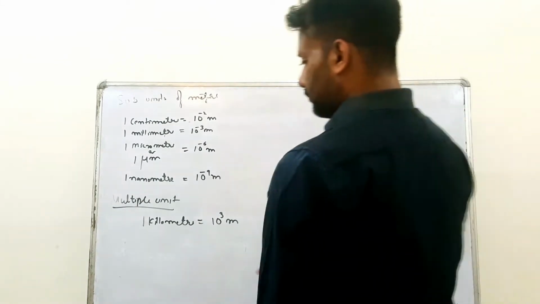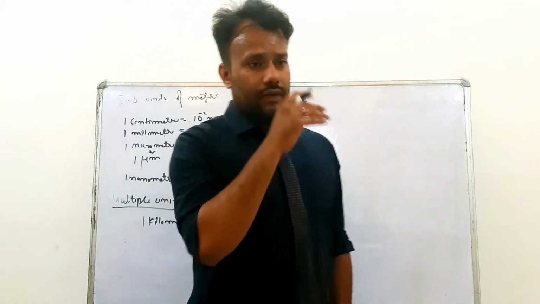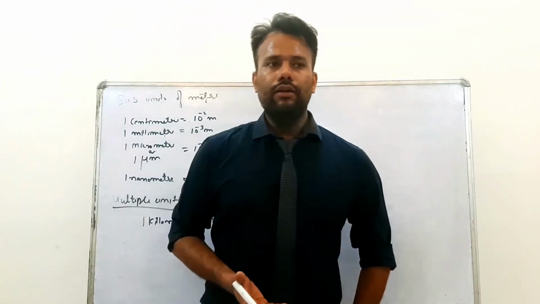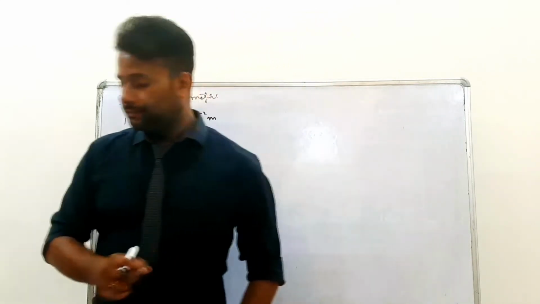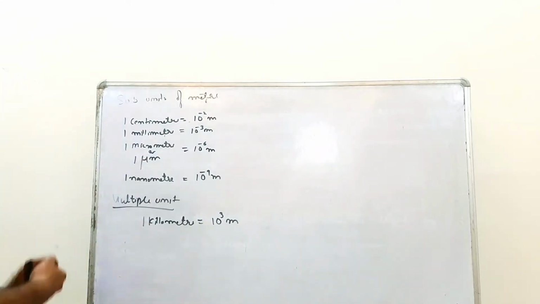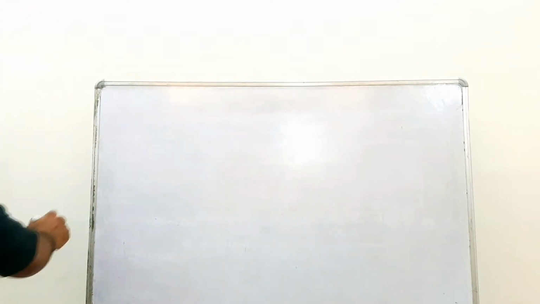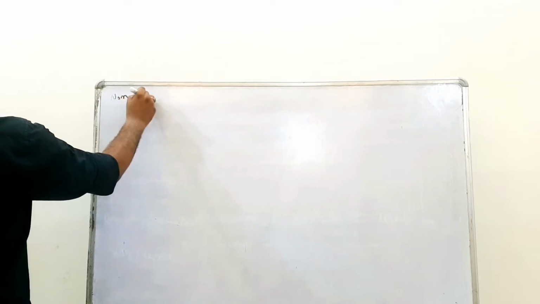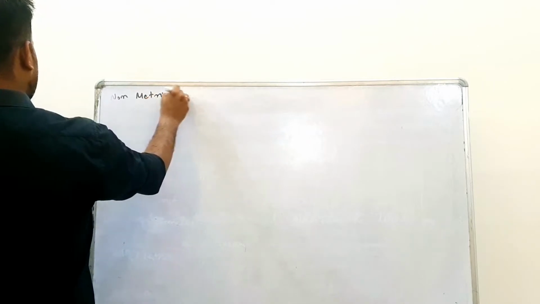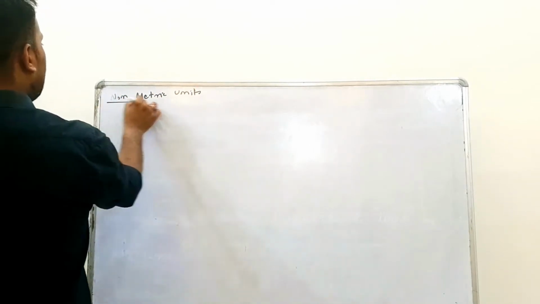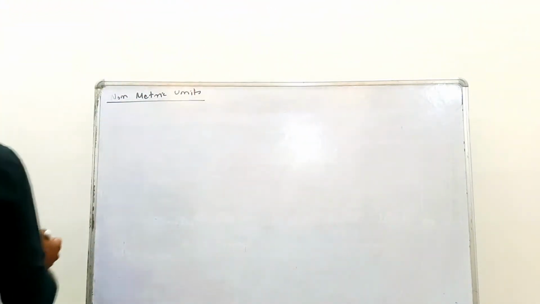Now we'll talk about some units known as non-metric units. They are not defined in terms of meter, although we can convert them into meters, but originally they are not defined in terms of meter, right? So let's talk about it. They are very, very important. So I'm talking about the non-metric units. In non-metric we have smaller units as well as bigger units. Let's talk about the bigger units first.